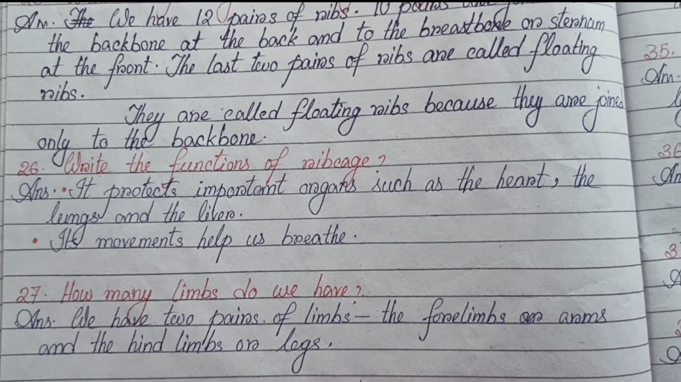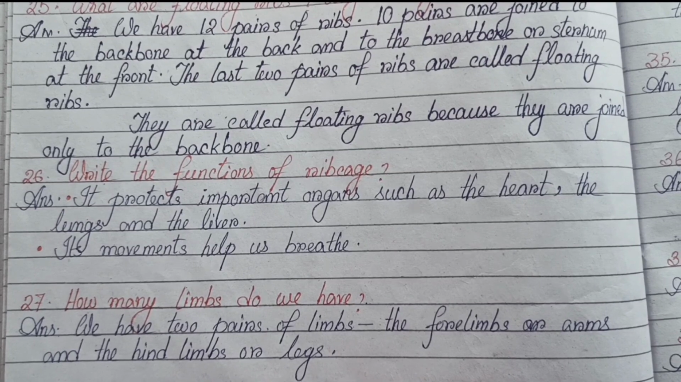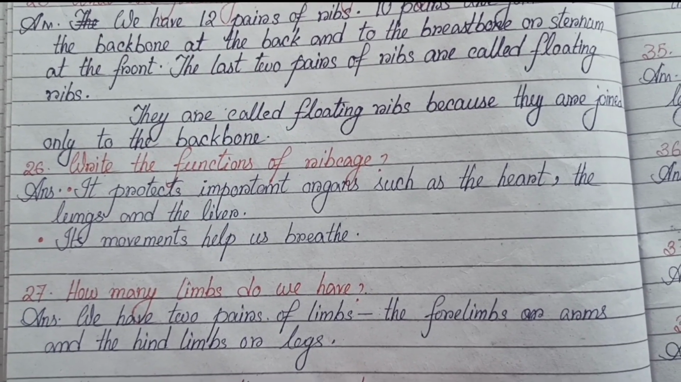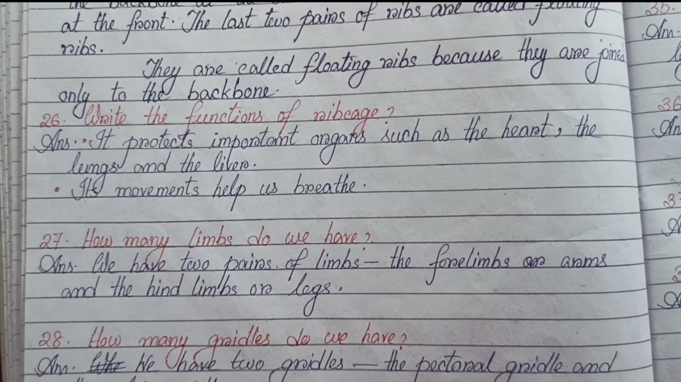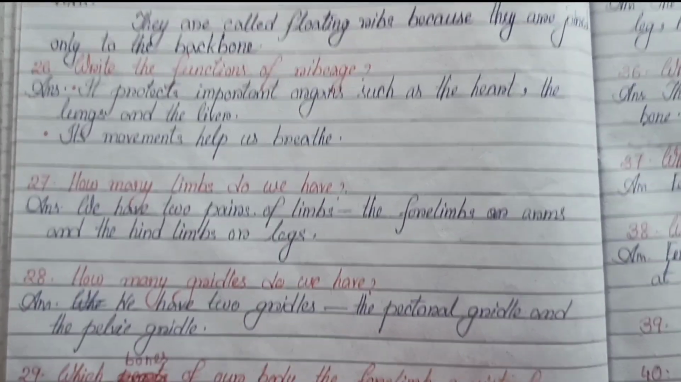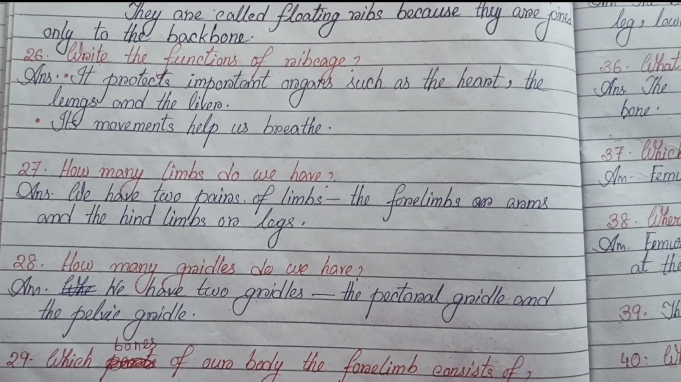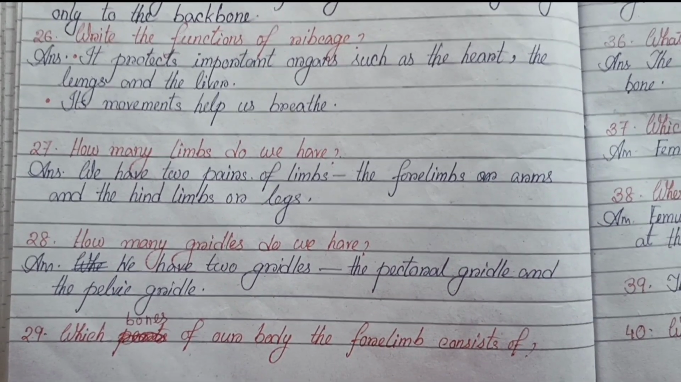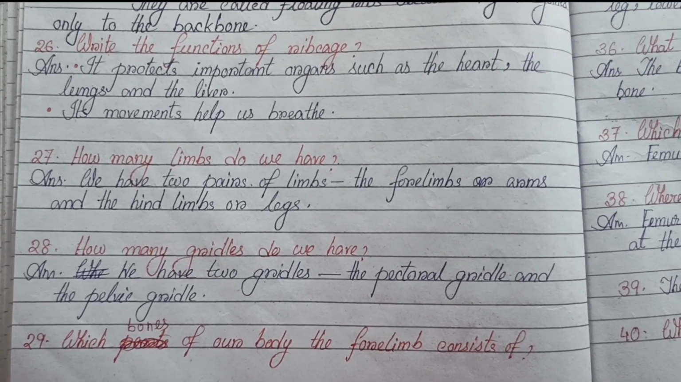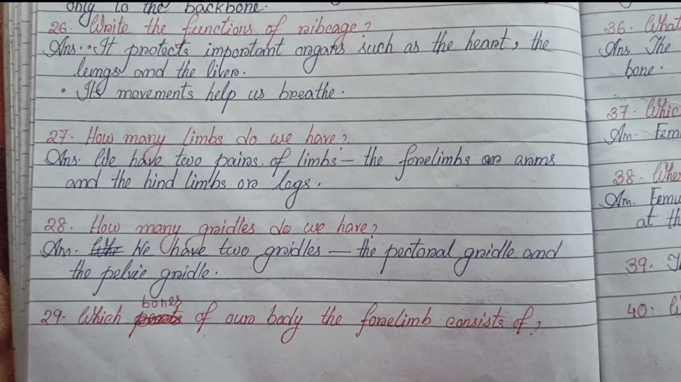Number 26. Write the functions of the rib cage. It protects important organs such as the heart, the lungs, and the liver. Its movements help us breathe. Number 27. How many limbs do we have? We have 2 pairs of limbs, the forelimbs or arms and the hind limbs or legs.